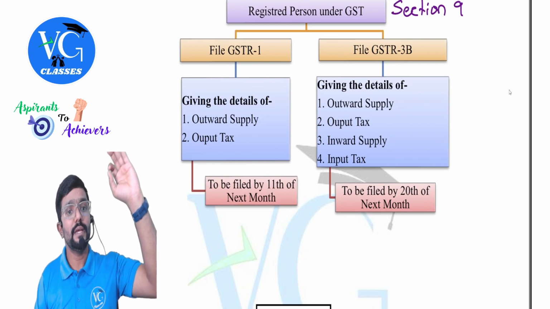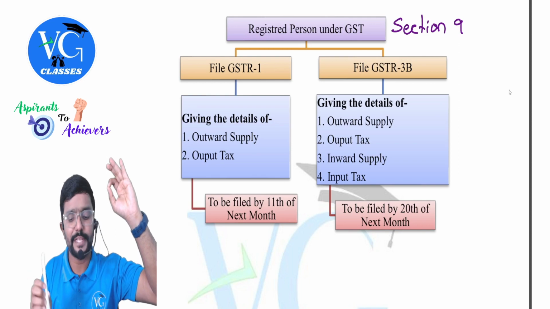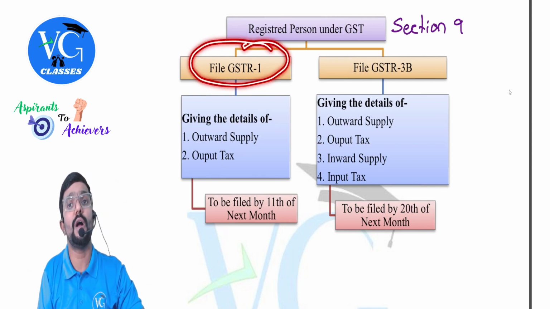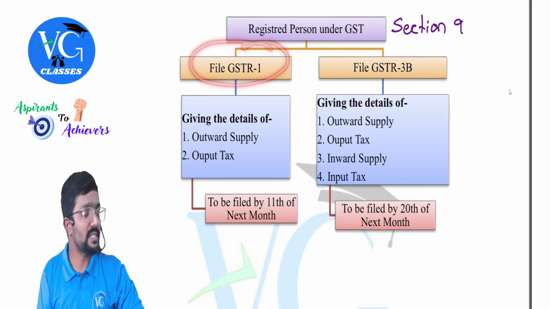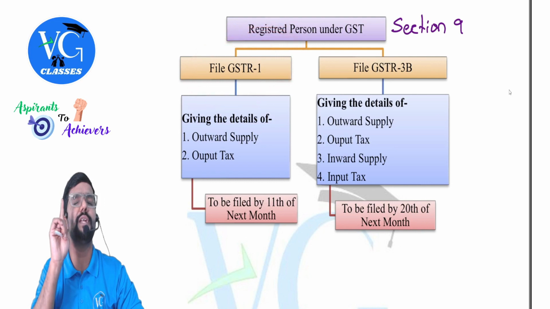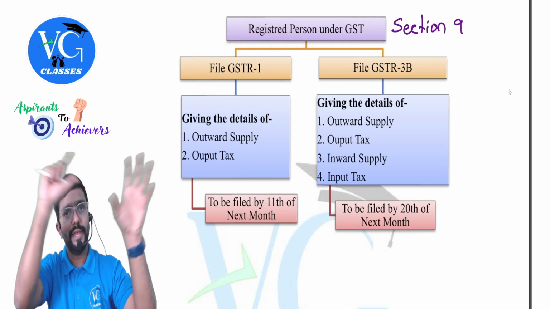Now, see, the supplier has to give the details. Please listen to the sentences properly. The supplier has to give the details of his outward supply in what? GSTR1. Once the supplier gives the details in GSTR1, it will auto reflect to the recipient in which statement? GSTR2B. Combining both of these.